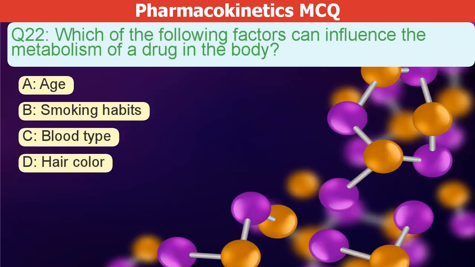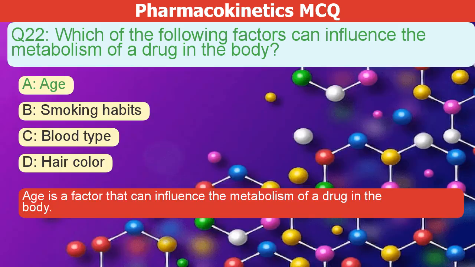Which of the following factors can influence drug metabolism? A. Age. B. Smoking habits. C. Blood type. D. Hair color. The correct answer is A. Age is a factor that can influence how the body processes a drug.